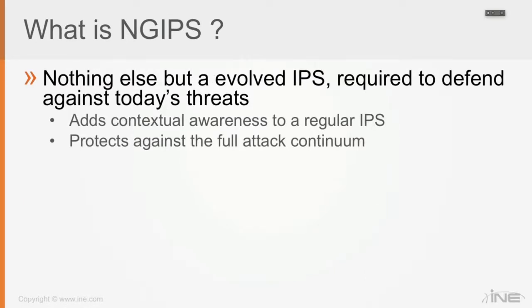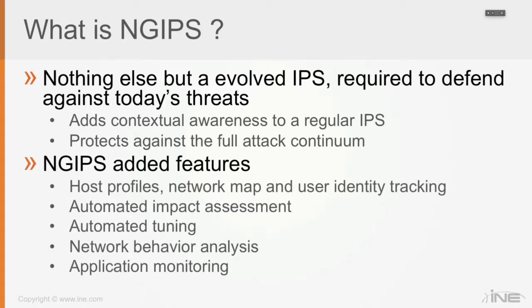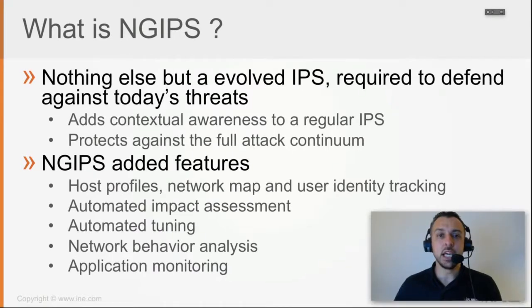But to translate that into facts, the added features of next generation IPS include that it can profile the hosts. If it profiles the hosts and does the network map and user identity tracking, it means that, for example, if the IPS detects an attack, let's say it sees web traffic destined to a Linux box, and that web traffic is malicious only if the end system is a Windows system or a Mac system, because the vulnerability is present only on Windows and Mac systems, not on Linux systems, for example.